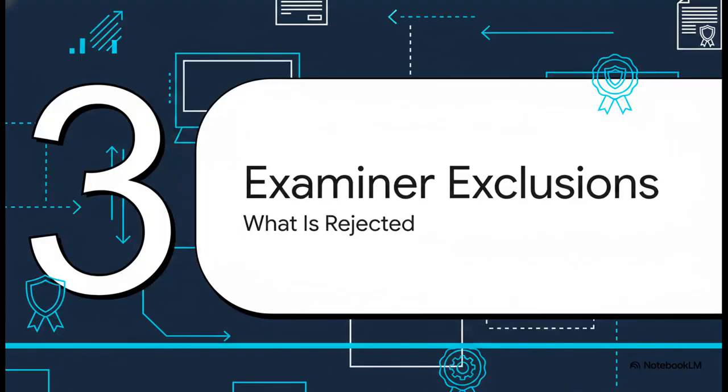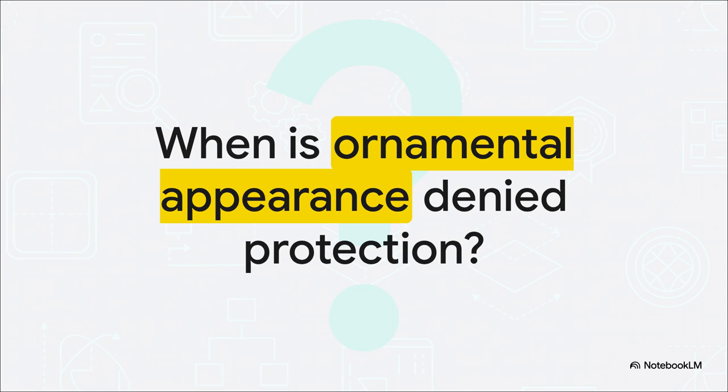Section 3. What examiners will exclude? You have to understand the strict grounds we use to actively reject applications to avoid costly delays. Examiners apply a much higher standard than just asking, hey, does this look nice? We've examined plenty of applications where the design looked really distinctive, but we still properly refused them. Why?